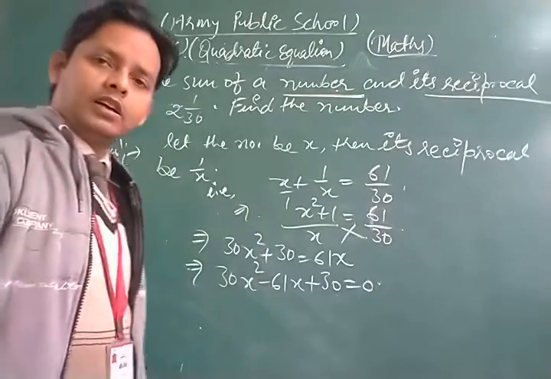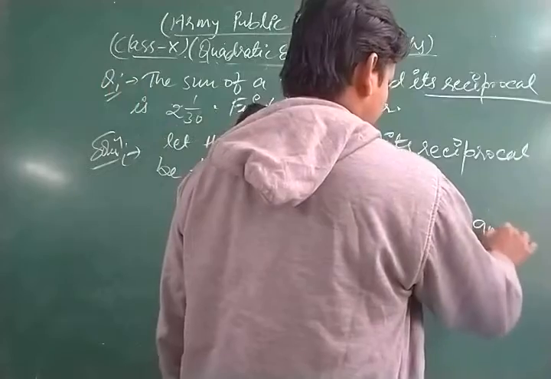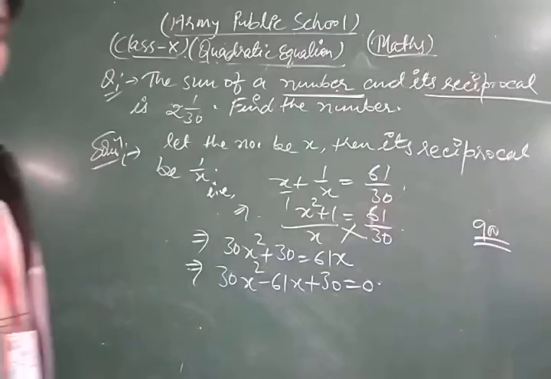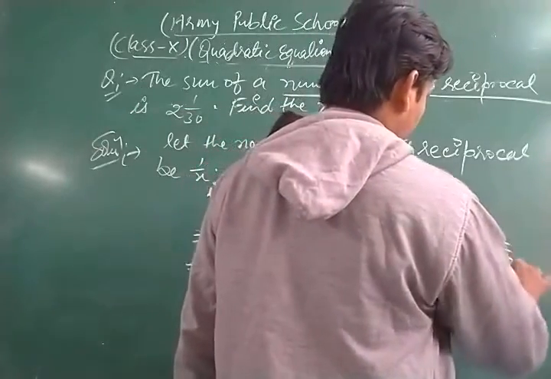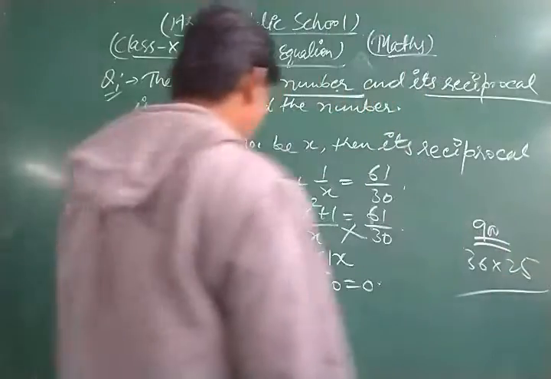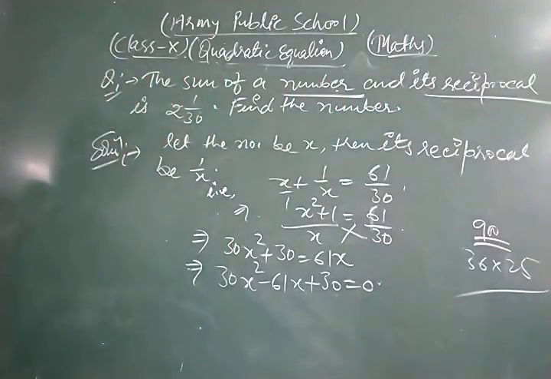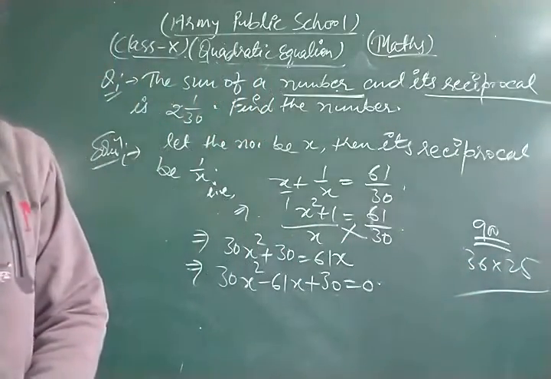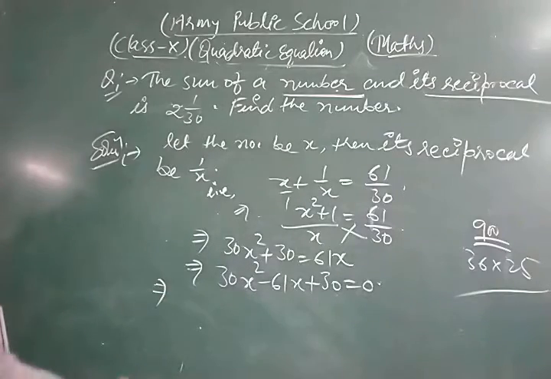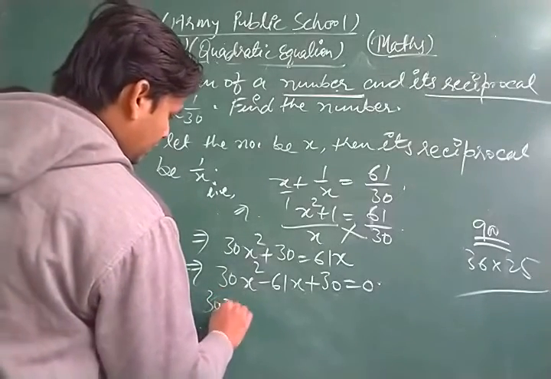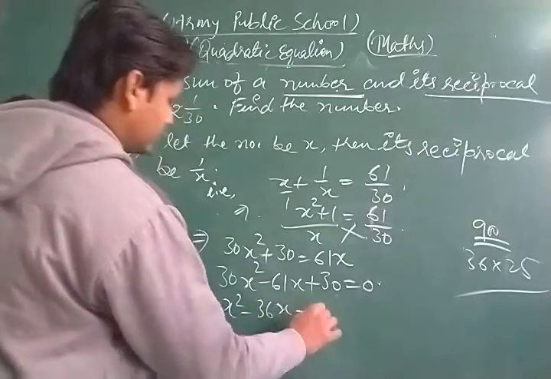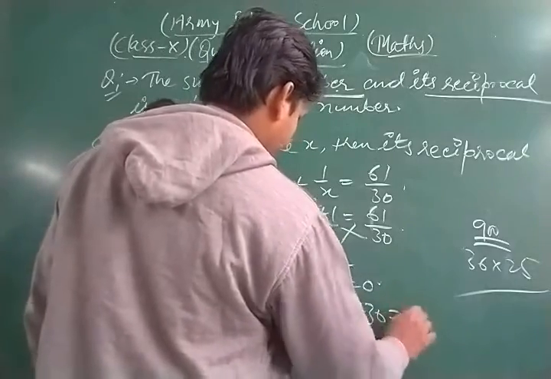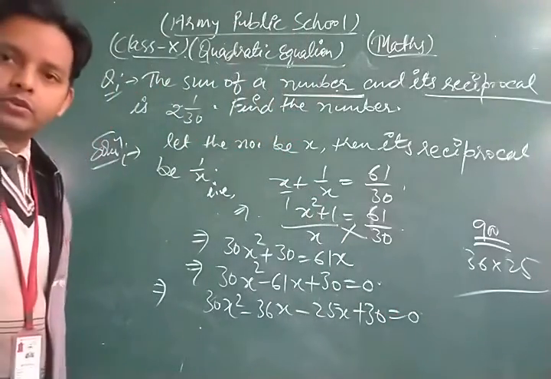Now 30 times 30 is 900. We just factorize them: 36 and 25. So this is 36 into 25. Because 36 plus 25 is 61, and if you multiply them, we get 900. Now look, so we can write as 30x square minus 36x minus 25x plus 30 is equal to 0.